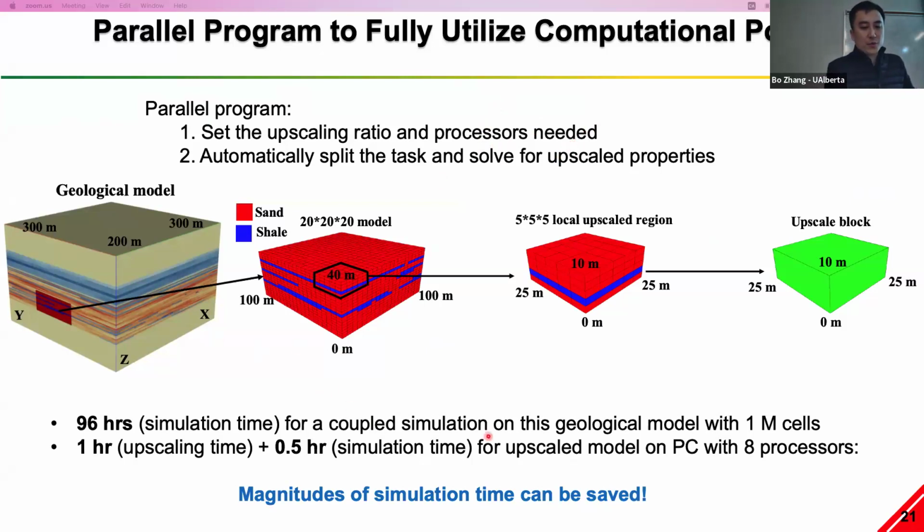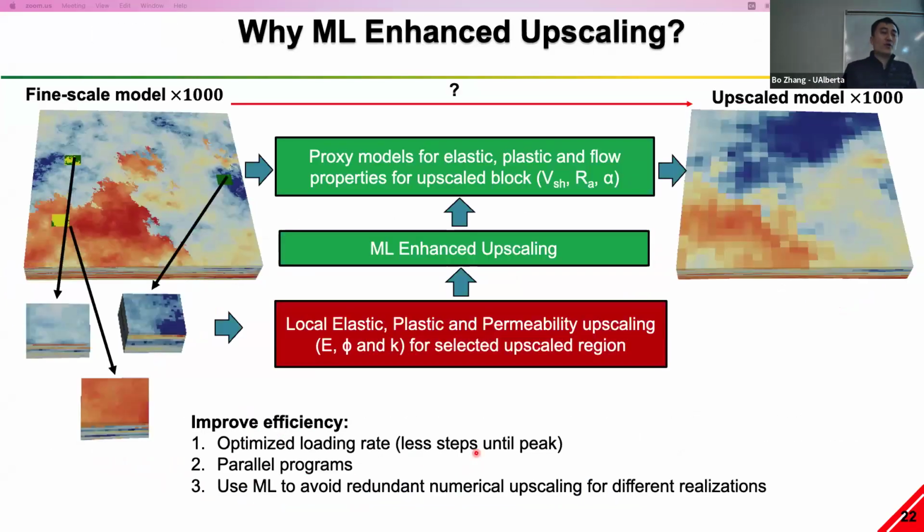So if we run a coupled simulation on this geological model with 1 million cells, it will take around 100 hours to finish. But if we do the upscaling, it would take about an hour for upscaling and only 0.5 hours for simulation with a PC with 8 processors. Well, it's old time, 2014. So now we have much better computers with more than 100 processors. And the magnitude of simulation time can be saved a lot using this parallel program, which is very handy. But still, we want to further improve the computational efficiency.